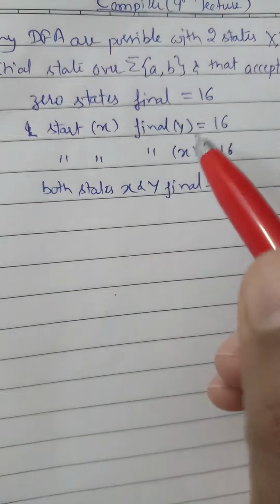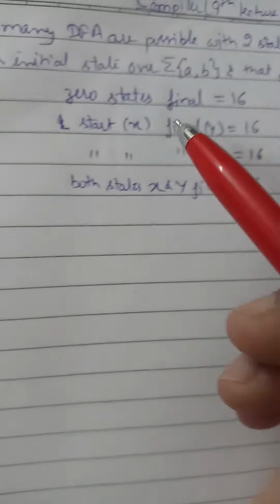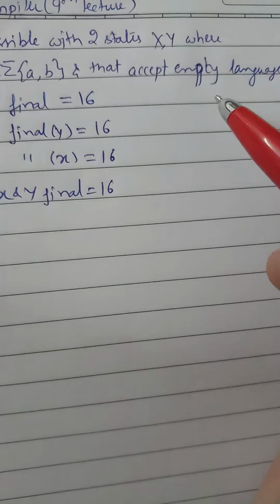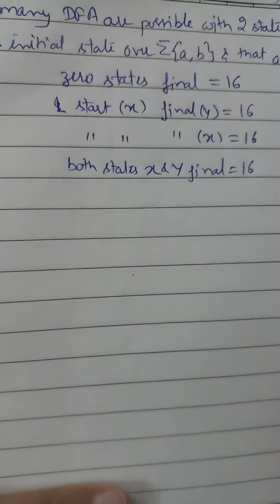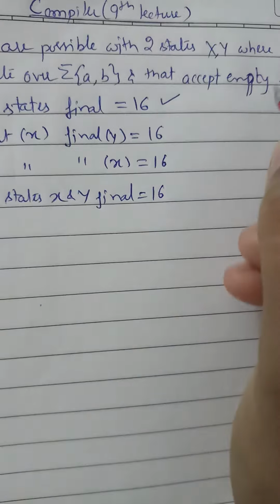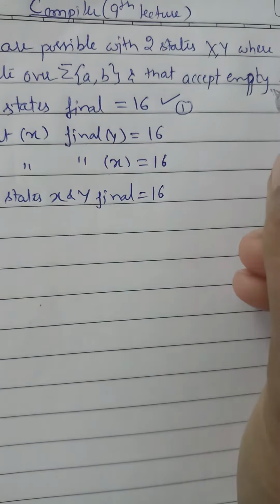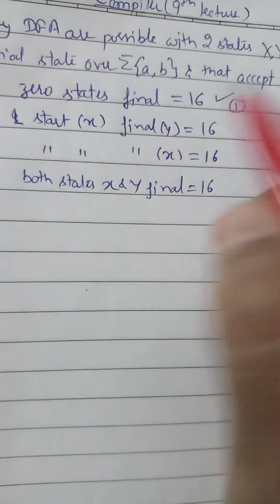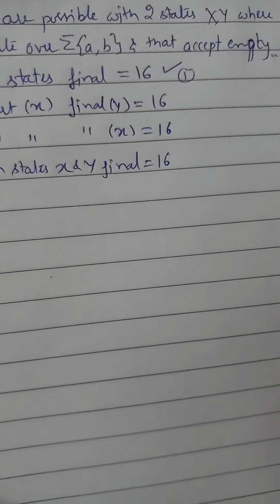So we have two states x and y, in which x is the initial state, over alphabet AB, and we need to find the DFAs that accept empty language. When zero states are final, 16 possibilities are there. Because no state is final, obviously it will accept empty language. This is the first case. When there is no final state, definitely it will accept empty language.